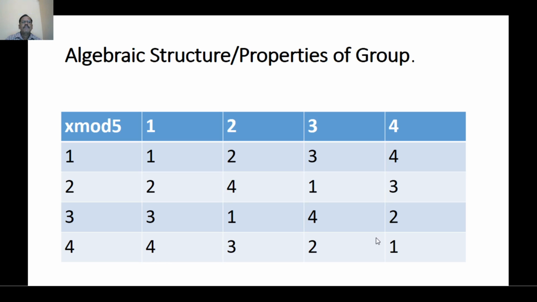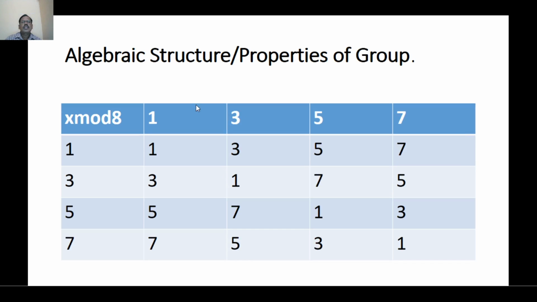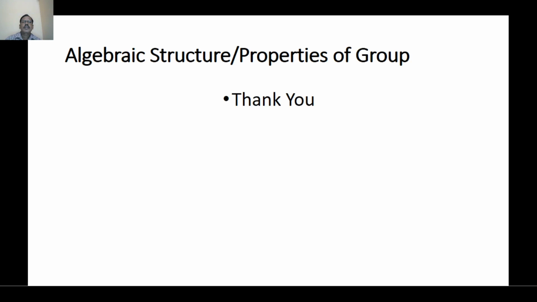Similarly, Z5 under multiplication: 1 acts as identity element, inverse of 1 is 1, inverse of 2 is 3, inverse of 3 is 2, inverse of 4 is 4. So each element has its own unique inverse element. Z8 under multiplication, you take only the elements 1, 3, 5, 7, and 1 acts as the identity element. Inverse of 1 is 1, inverse of 3 is 3, inverse of 5 is 5, inverse of 7 is 7. So every element has its own inverse element. So the identity of a group G is unique, and the inverse of any element is unique. These are some properties of groups.